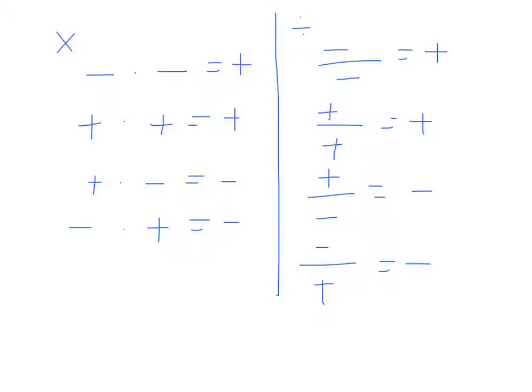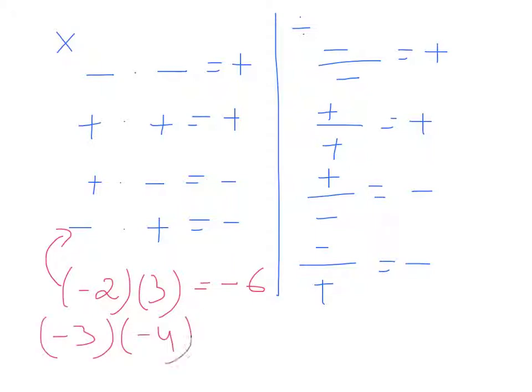Let's have an example here. If you have -2 times 3, negative times positive is negative, so there will be -6 here. If you have -3 times -4, again, negative times negative is what? It's positive. So that will be positive 12, right?